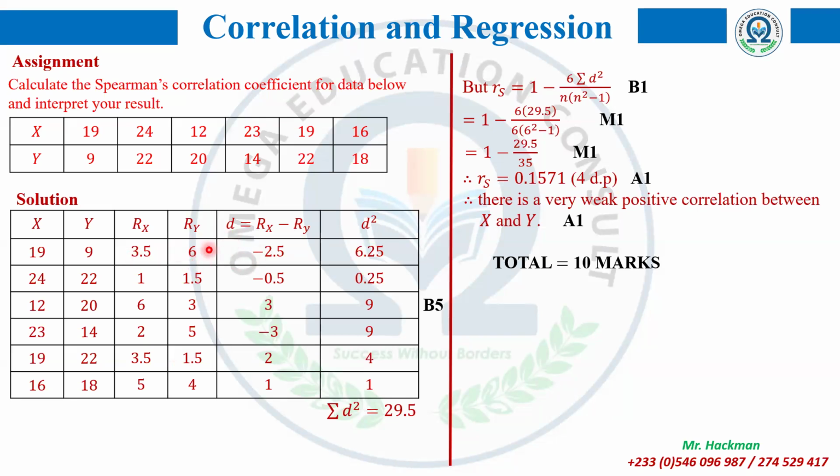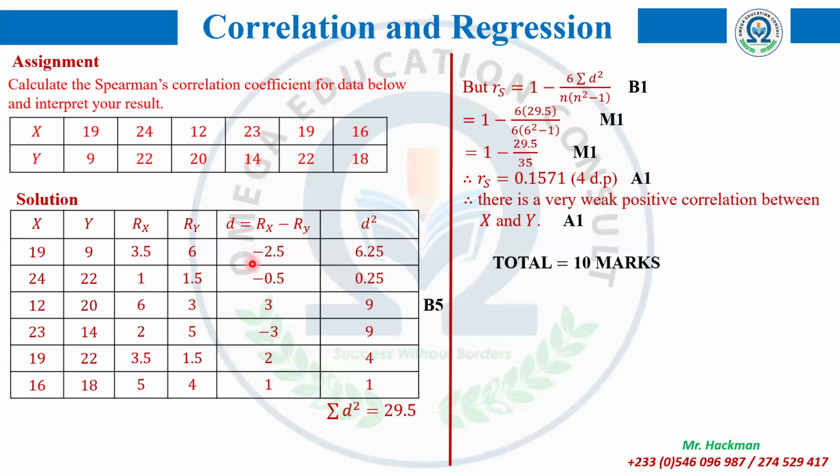Once we know the ranks, we find the difference, and that will give us the D. So D will be equal to rank of X minus rank of Y. So it will be 3.5 minus 6, and that will give us minus 2.5. Then 1 minus 1.5 will give us negative 0.5. 6 minus 3 will give us 3. 2 minus 5 will give us minus 3. 3.5 minus 1.5 will give us 2. 5 minus 4 will give us 1.